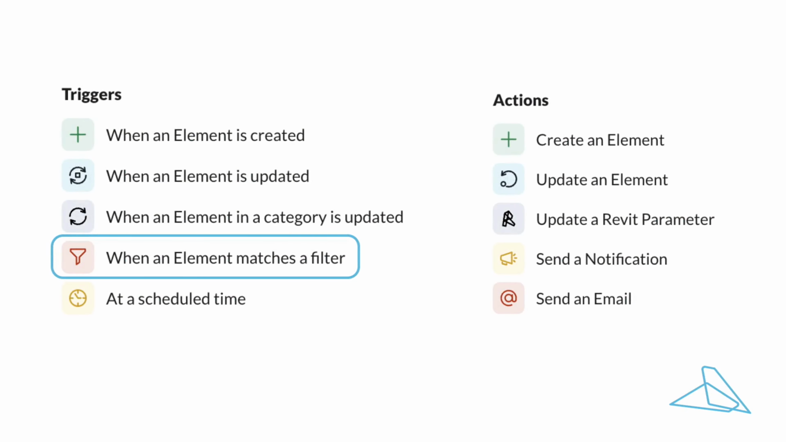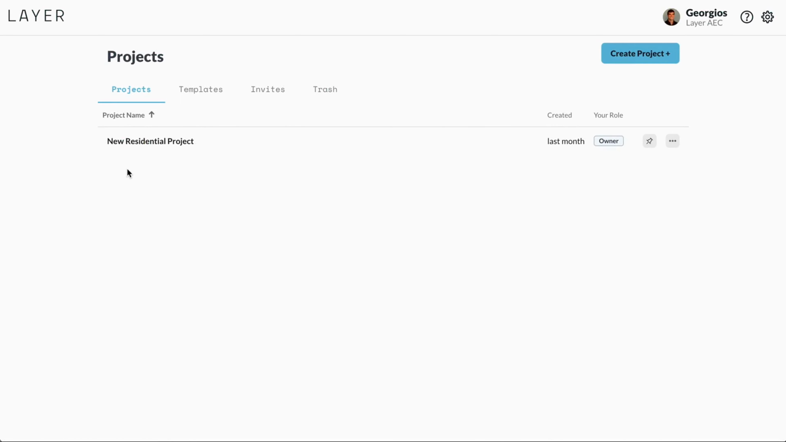For example, when an element matches a filter, then send an email to my teammates. If you really want to get their attention, you can send an email and a notification. Stagger actions to get things done faster. Let's jump to our residential project to see a couple of examples.